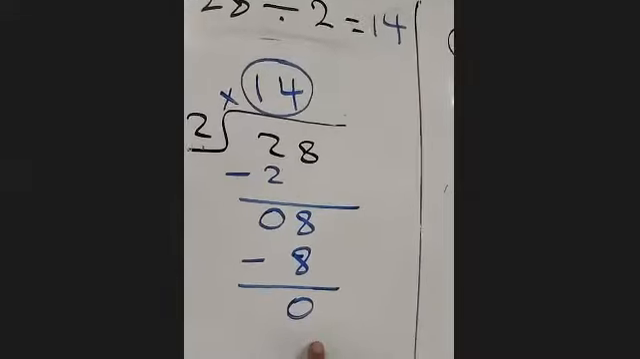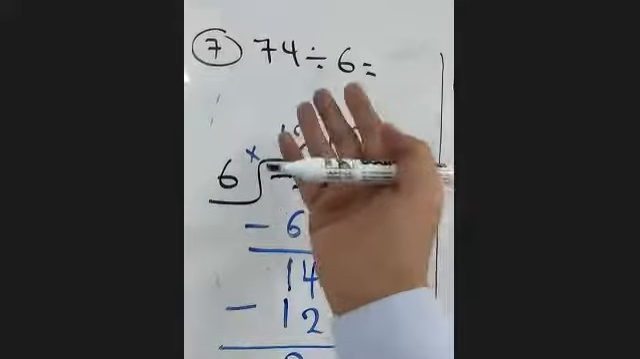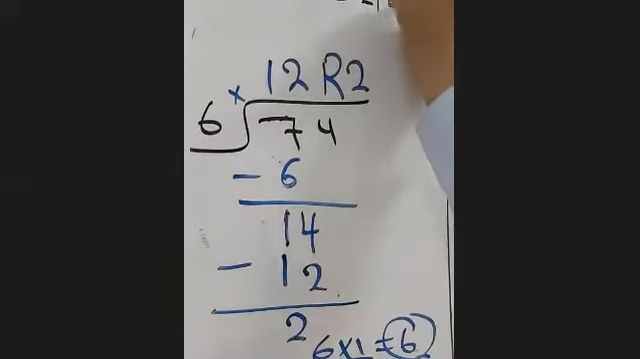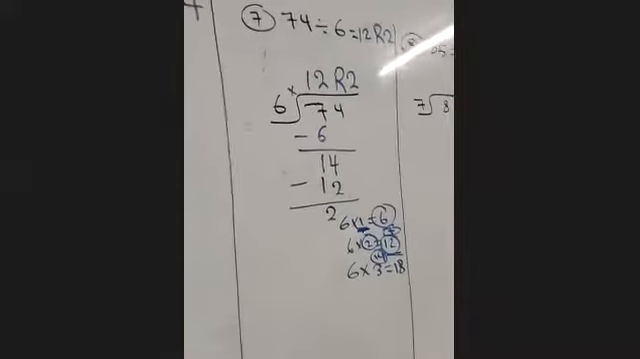But here the remainder is 0, we didn't put it. Here the remainder is 2. So the answer of 74 divided by 6 is 12 remainder 2. Copy it, guys. Copy exactly in your book.